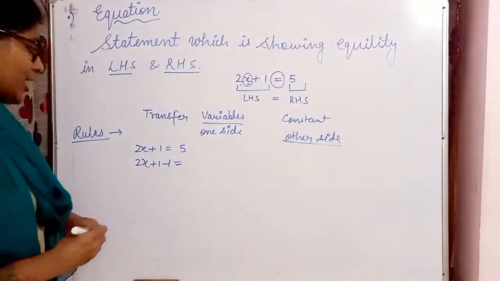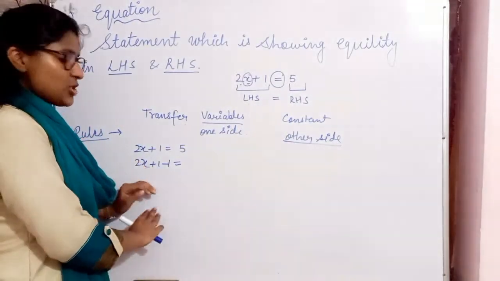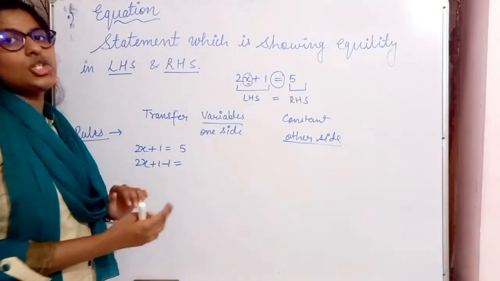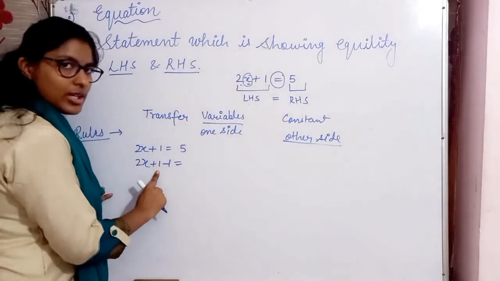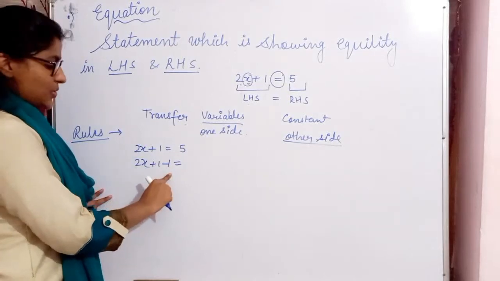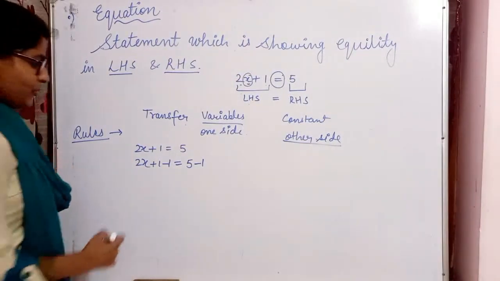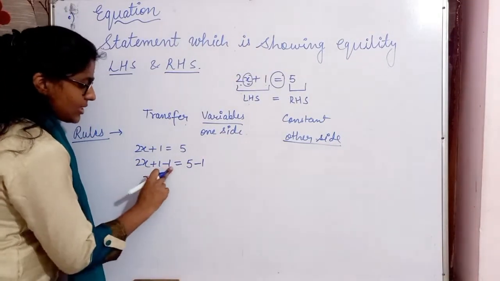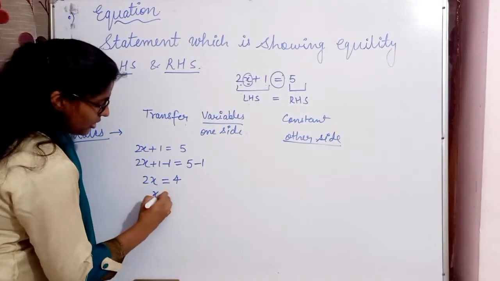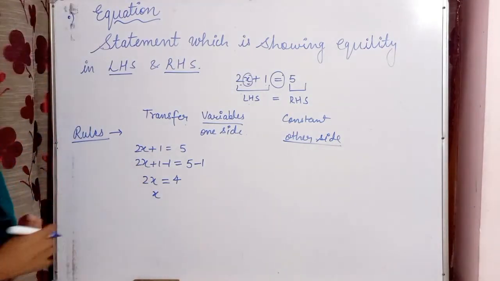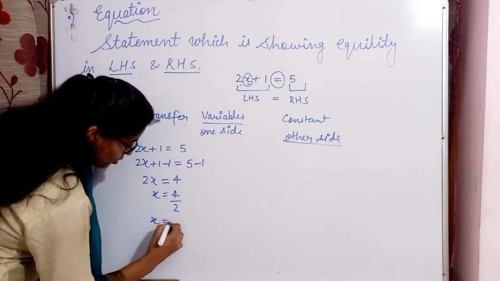Yes, this is a rule of maths. If we are subtracting something from LHS, we subtract from RHS also. If we are multiplying something here, that side also multiplies. On both sides we need to add, subtract, multiply, divide the same thing. Now see, I am removing plus 1 here, and for that I am doing minus 1 here, so it is necessary to do minus 1 here also. So this one is 2x, and 1 minus 1 is 0, 5 minus 1 is 4. Now this 2 is multiplied, and whenever we are transferring, it is converted into divide. So x is equal to 4 divided by 2, which is equal to 2.